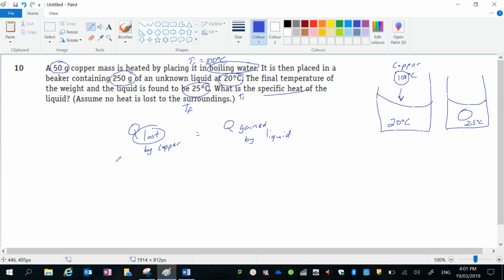So lost means minus, so minus mc(Tf − Ti) equals mc(Tf − Ti). It's easy to use this version of this equation because sometimes you have to find the final temperature in the question. And because the other equation does not have Tf, you won't be able to solve it with that equation. So let's stick with this version. Okay, so for the copper, let's keep going.